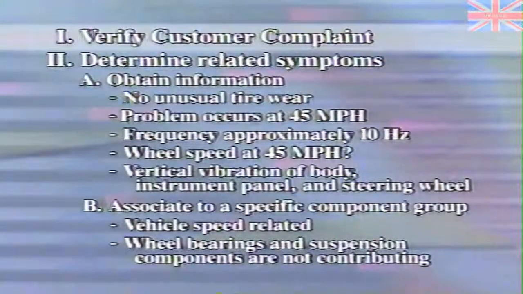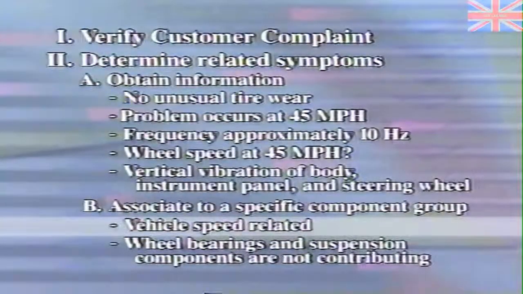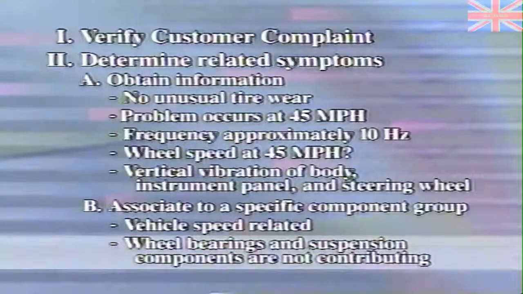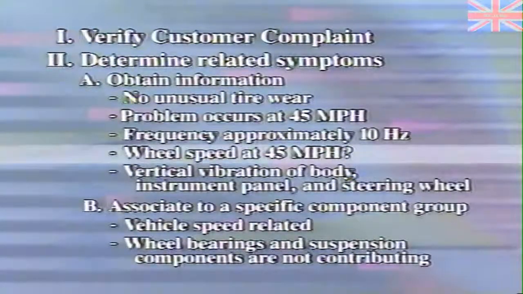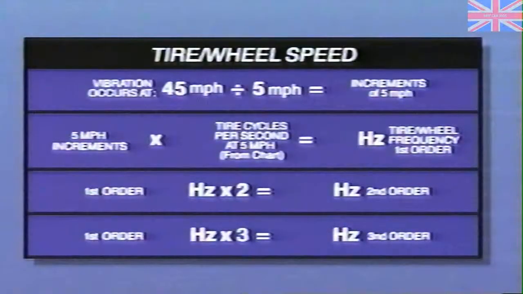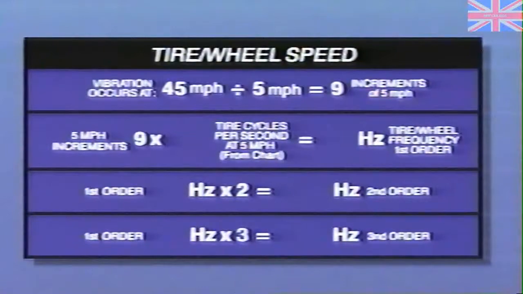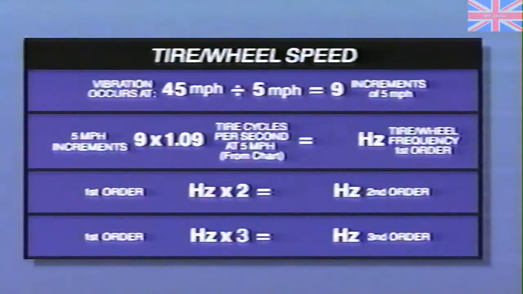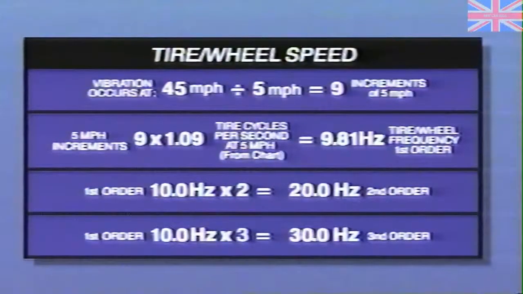We have verified the customer complaint. We know the symptom's characteristics. We also know that the vibration is related to vehicle speed and the wheel bearings and suspension components are not contributing. Because the trouble is vehicle speed related, the only component frequency we will need to calculate is wheel speed. 45 miles per hour is the speed at which the vibration occurs. 45 divided by 5 equals 9. Multiply 9 by the corresponding tire size frequency at 5 miles per hour, in this case, 1.09 Hertz. The resulting wheel speed frequency at 45 miles per hour is 9.81 Hertz, which, when rounded off, is 10 Hertz.